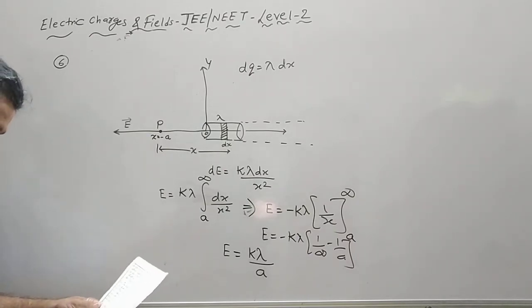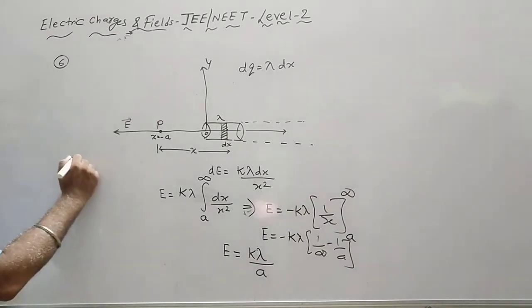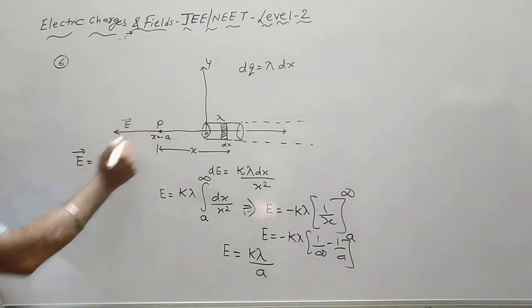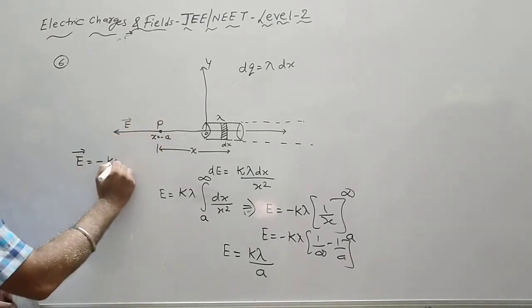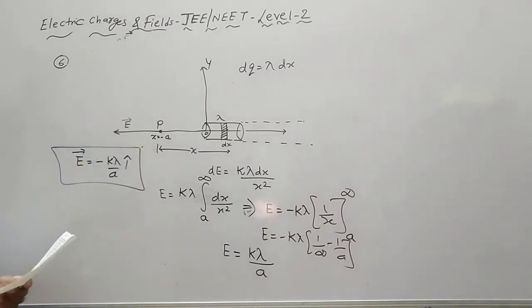and if I consider a direction, because the answer is given in vector form, so clearly it is along the negative x-axis. So I write K lambda upon a minus i cap, which is the direction. So we have option A as the answer.